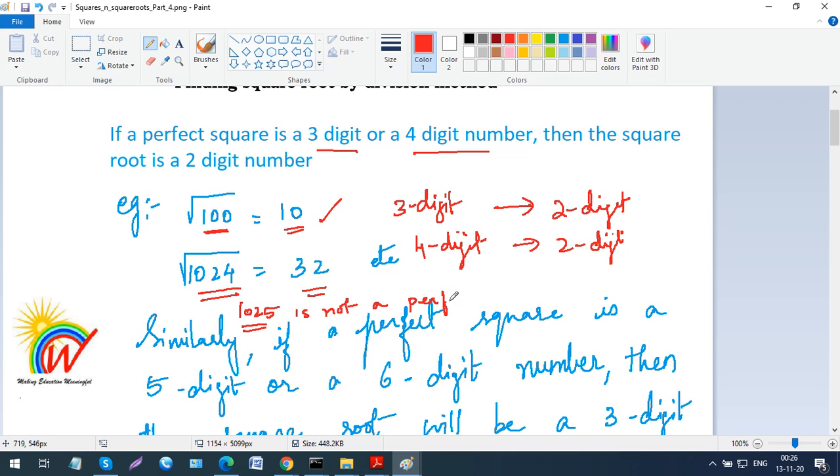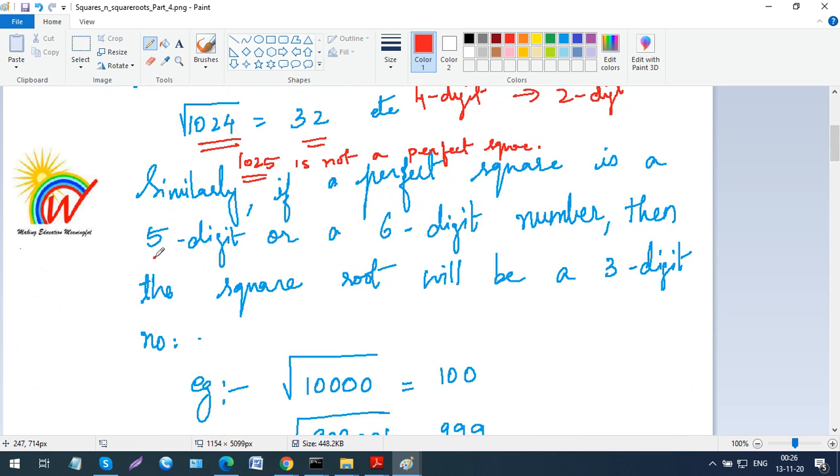All right, so now the statement says that a 3-digit or a 4-digit number, if it is a perfect square, then the square root of that particular number will be a 2-digit number. So for a 3 and 4-digit number, you have a 2-digit number. Similarly, for a 5 and a 6-digit number, you will have the square root to be a 3-digit number.